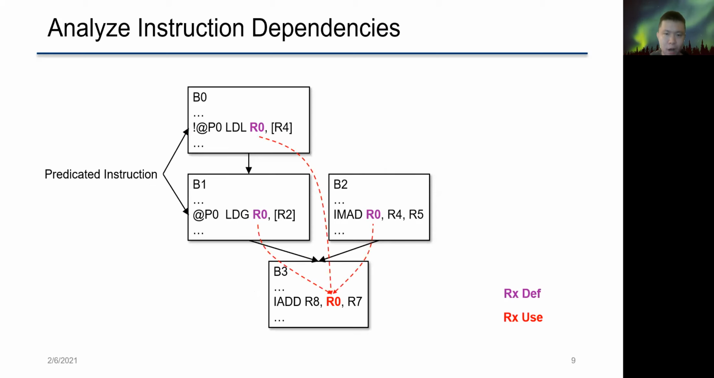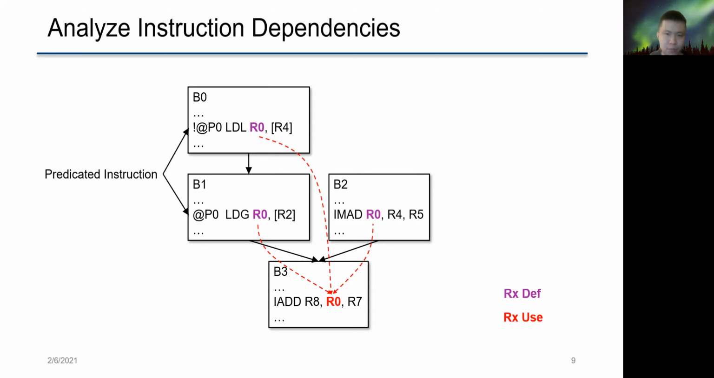Here's an example of a control flow graph annotated with GPU assembly instructions. Use registers are colored red, and definition registers are colored magenta. Using backward slicing, we can get its instruction dependencies.